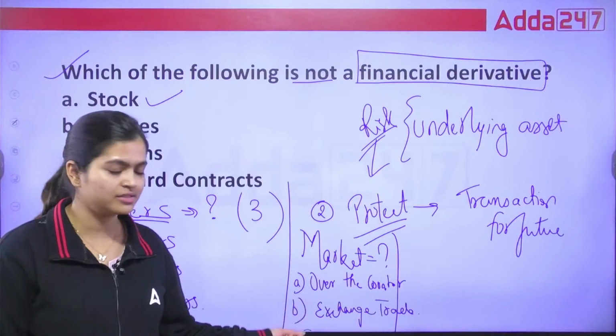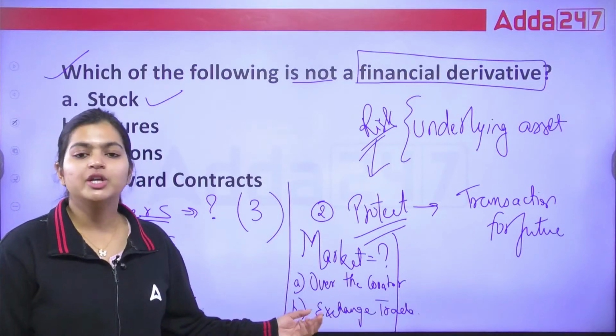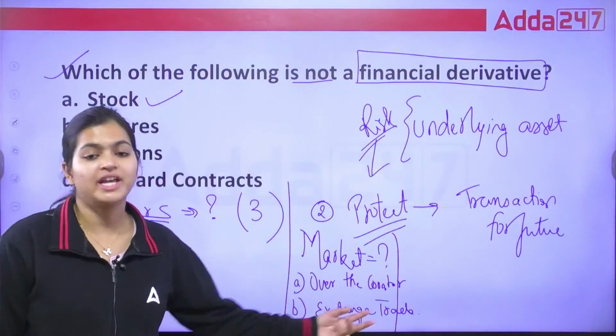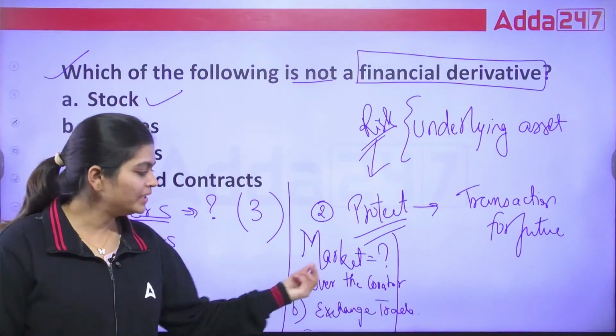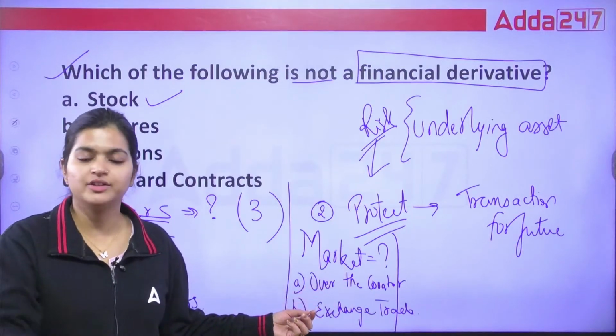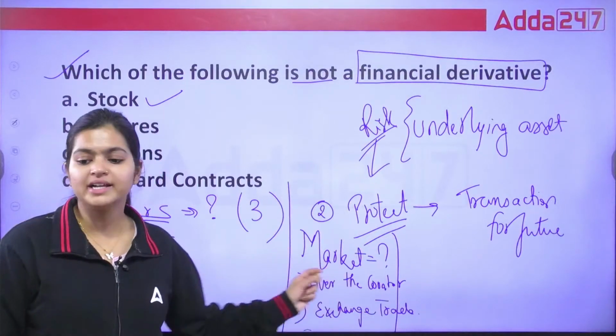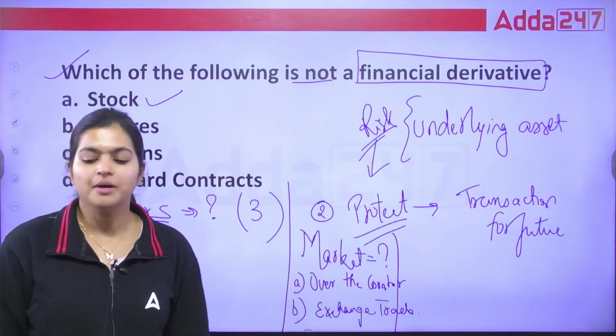Like your BSE, Bombay Stock Exchange, National Stock Exchange, New York Stock Exchange. So that is your exchange trade market. Over the counter market means like we both are friends and we are entering into a transaction. There are no intermediate parties present. So this is the first type of market, and second is your exchange trade market.